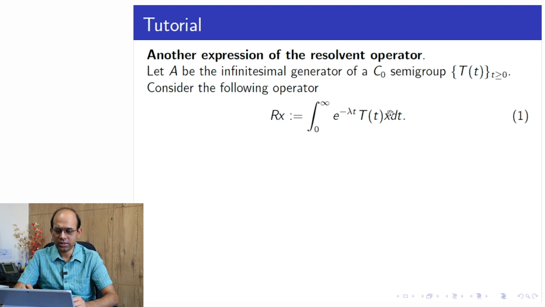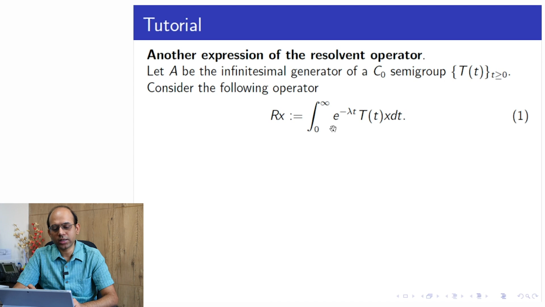We have seen such an expression in some other courses or in some bachelor degree courses. This integration is called the Laplace transformation. So this is the Laplace transformation of this function. If you consider this as a Banach space valued function of time t, then this R is a Laplace transformation of that. So T(t)x takes value in the Banach space capital X, and for every small x you get this integration.